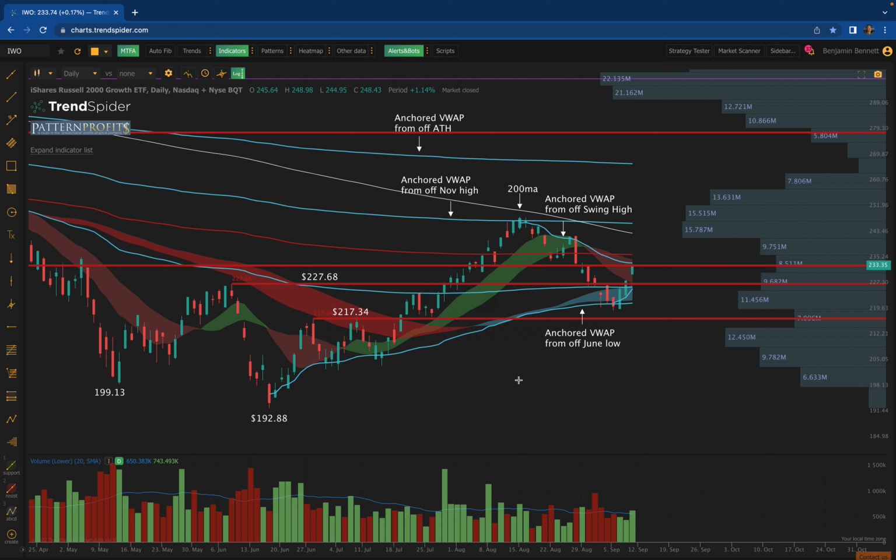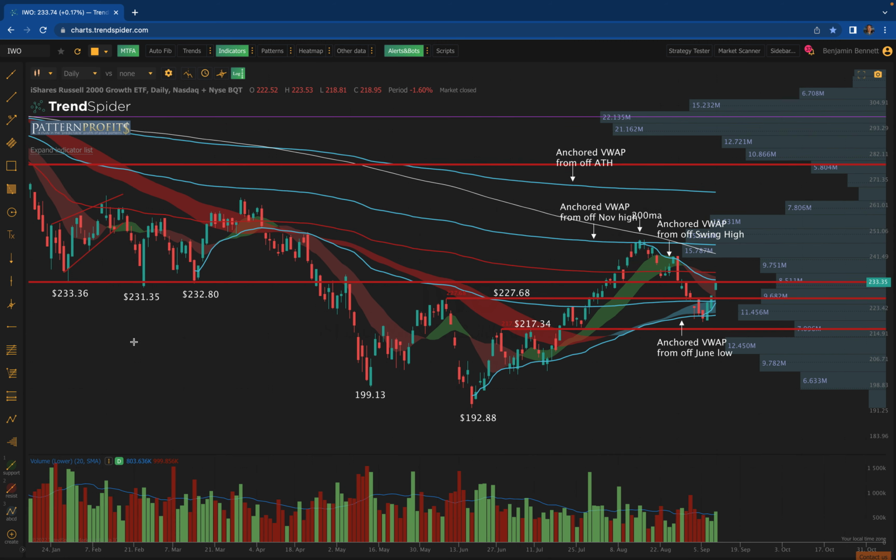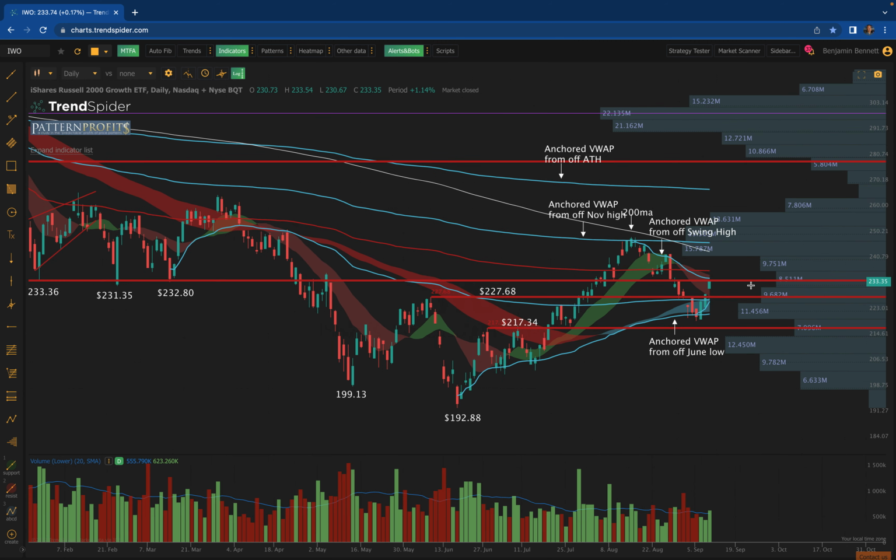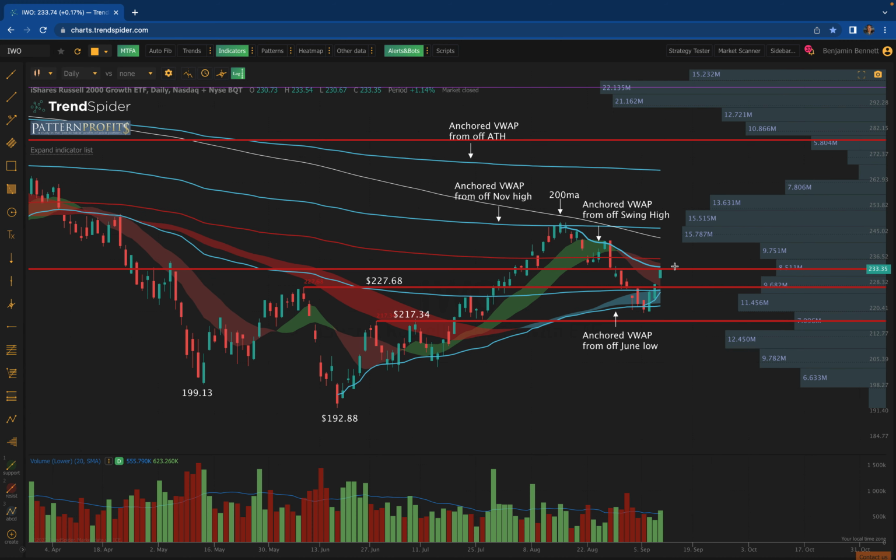First, we're going to take a look at the IWO anchored VWAP from off of that swing high. You're right into that area. You also had these prior lows over here, 233, 231, 232. You're right back into that zone as well.